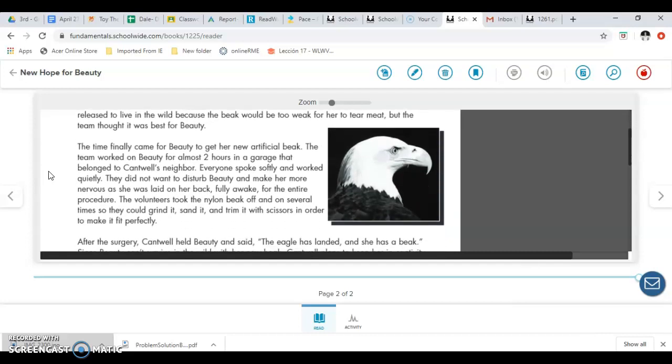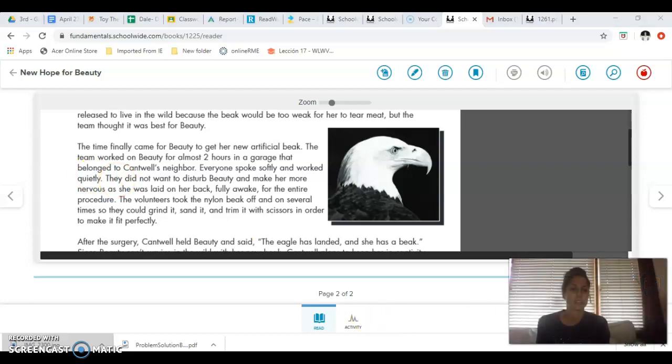The time finally came for Beauty to get her new artificial beak. The team worked on Beauty for almost 2 hours in a garage that belonged to Cantwell's neighbor. Everyone spoke softly and worked quietly. They did not want to disturb Beauty and make her more nervous as she laid on her back, fully awake for the entire procedure. The volunteers took the nylon beak off and on several times so they could grind it, sand it, and trim it with scissors in order to make it fit perfectly.